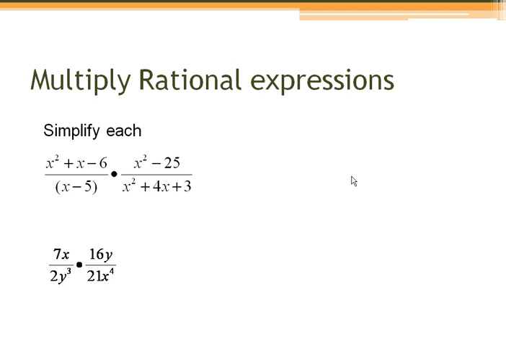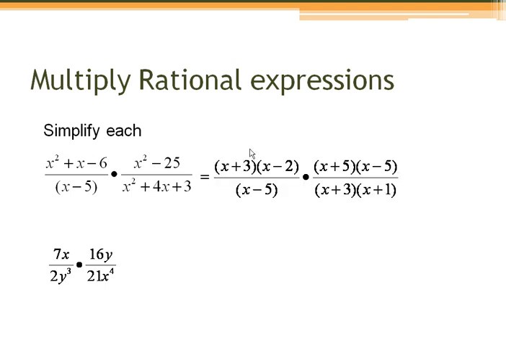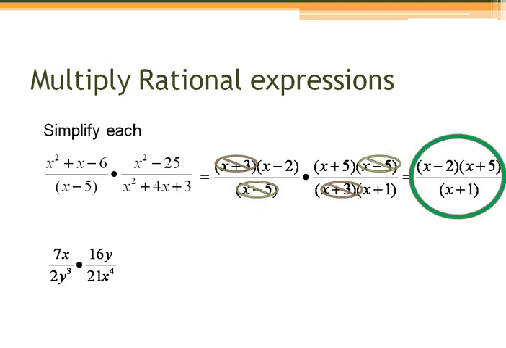Moving on, a little bit more challenging here, a little bit more to factor really is all it is. On the left side, factor right there, you get x plus 3 and x minus 2, nothing to factor in the denominator. On the right side, difference of squares, that's plus 5 and minus 5. Denominator, plus 3 and plus 1. Look for the similar terms in the numerator and denominator. The x plus 3's can go. The x minus 5's go away, and you're left with x minus 2, x plus 5 over x plus 1. You don't even have to double distribute. You can just leave them in that factored form, and you're good to go.